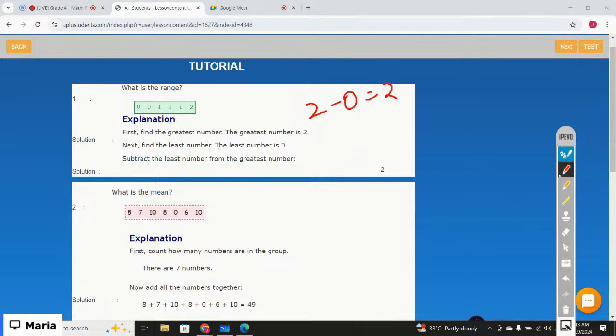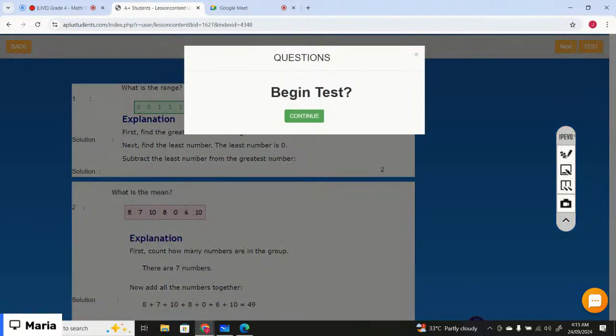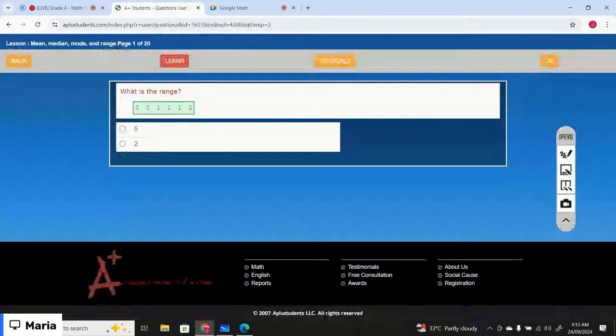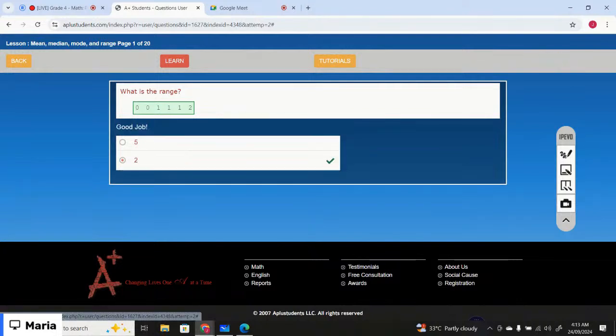Let's start with the test questions. What is the range? Range is the difference between the greatest value and the smallest value in the given data. The greatest value is 2 and the smallest value is 0. So 2 minus 0 is 2. The correct option is 2.